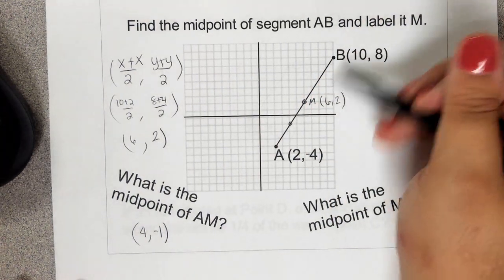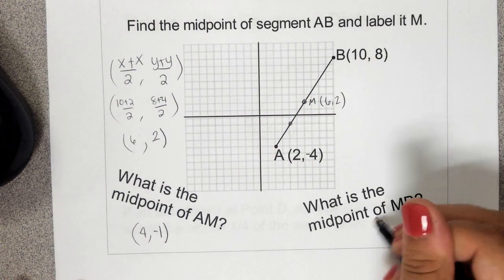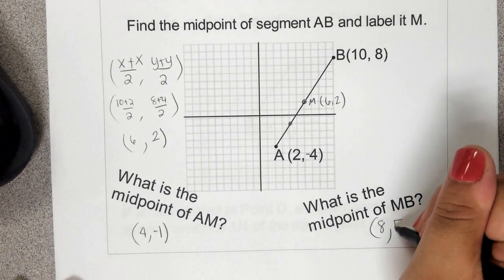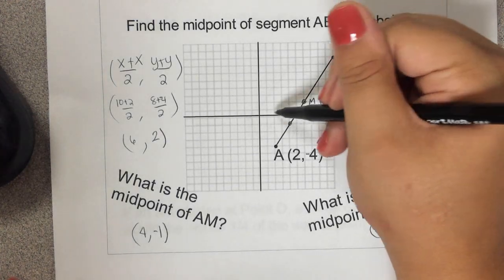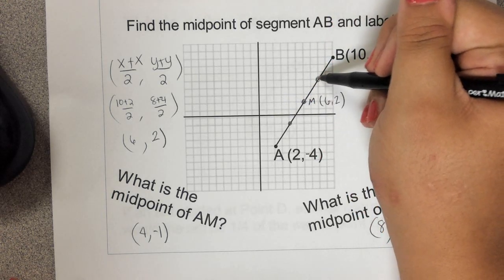And then I could do it for MB as well. So 10 plus 6 is 16, divided by 2 is 8. 8 plus 2 is 10, divided by 2 is 5. So then I could go to 8, 1, 2, 3, 4, 5.